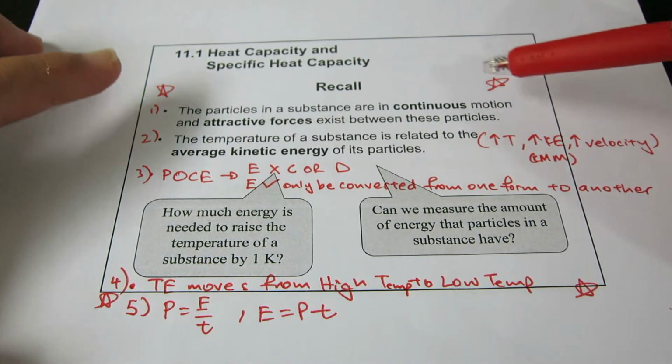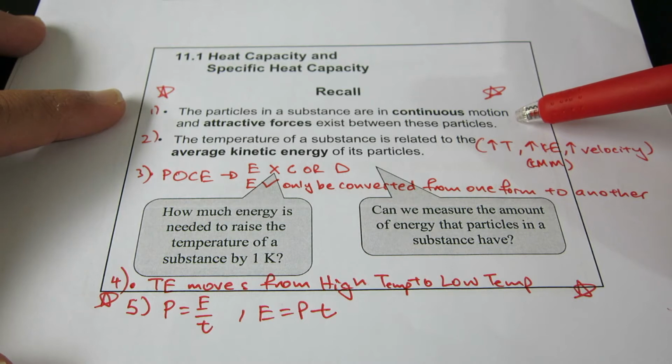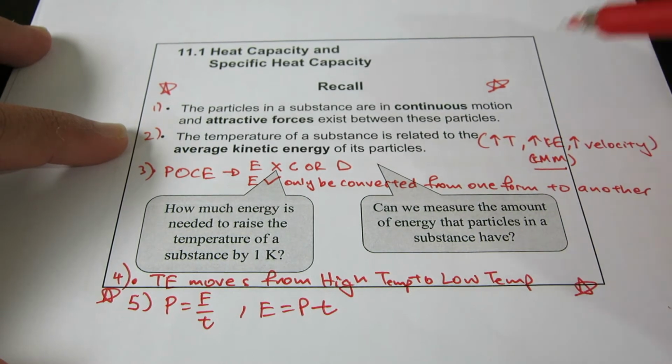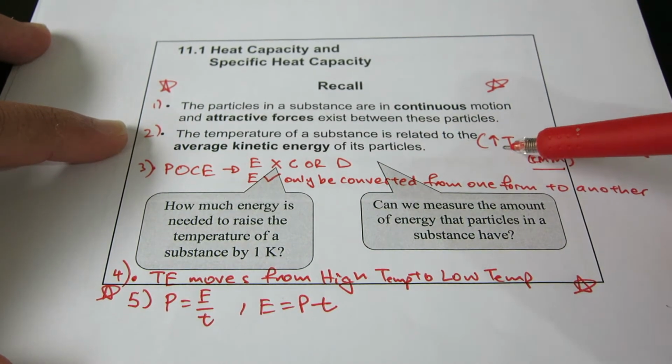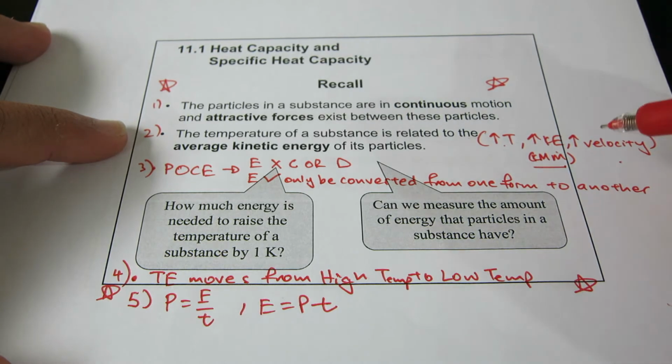Right, so first point you need to remember: particles are always in continuous random motion, and there exist attractive forces between these particles. Point 2, you learned this in kinetic model of matter. The higher the temperature of the object, we say the kinetic energy of the molecules that compose the object is higher, and the molecules are consequently also moving faster.